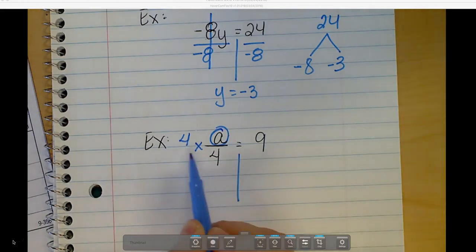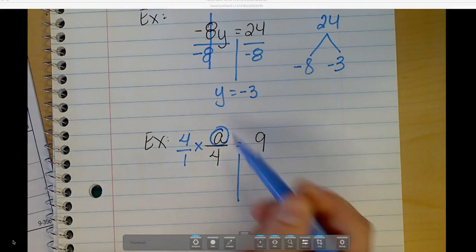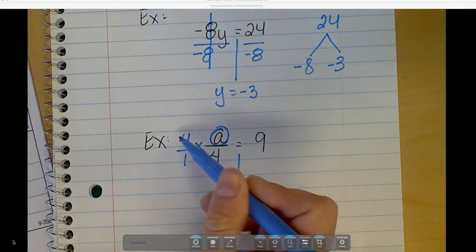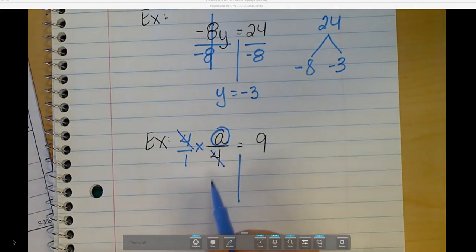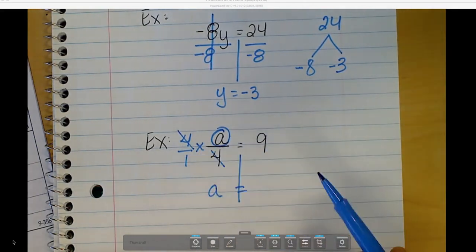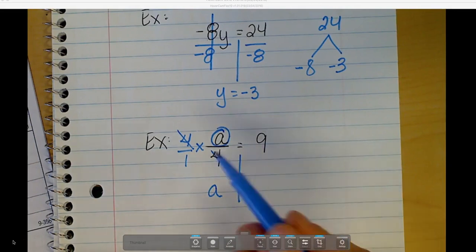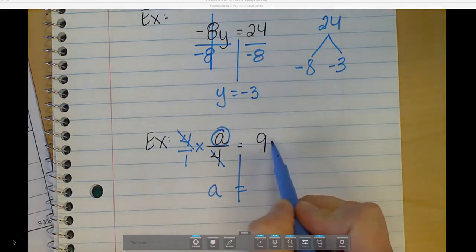Since I'm multiplying a fraction, I'm going to go ahead and put this over 1. What happens right here when I have 4 times a and over 1 times 4? These are going to cross simplify and they become 1. I'm left with a over 1, which is just a. So by doing the opposite, I've canceled him out. But if I'm going to multiply by 4 on one side, the rule of the scale says I have to multiply by 4 on the other.